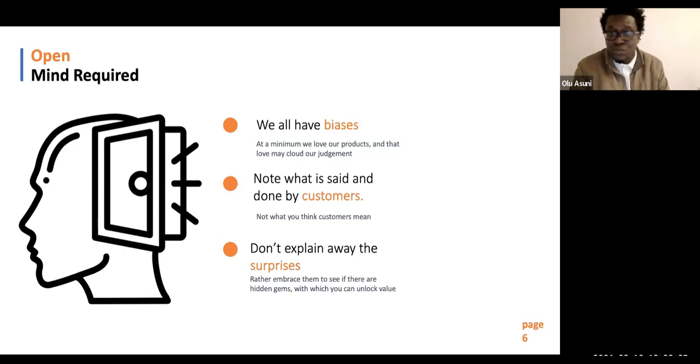We should try our best not to explain away the surprises. If you expect people to click twice to get from one screen to another, and they click 10 times before they get there, or they don't even know they are supposed to click for whatever reason, it's super important that you don't start to say things like, yeah, it's because they weren't wearing their glasses, or it's because the room was dark and all that.